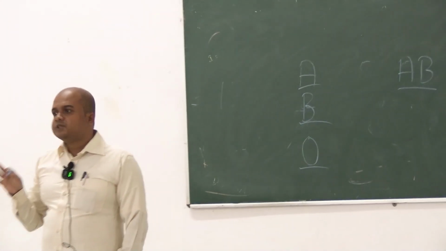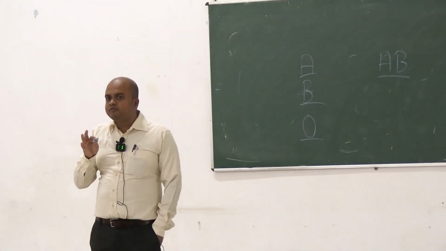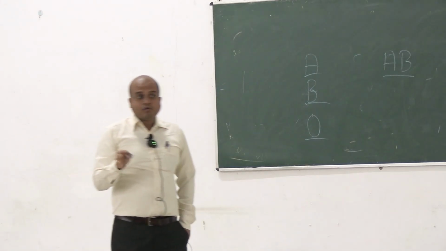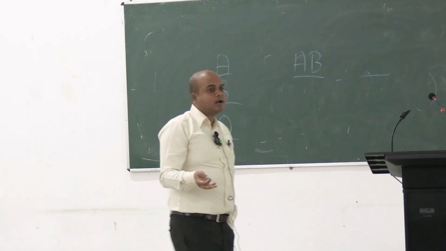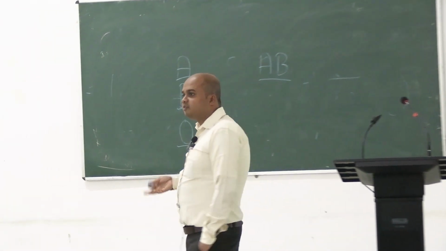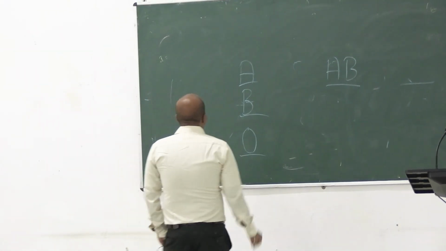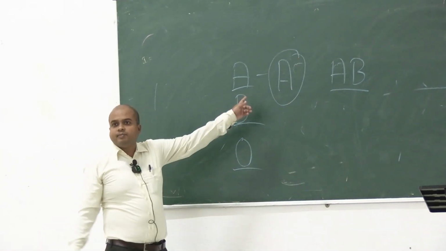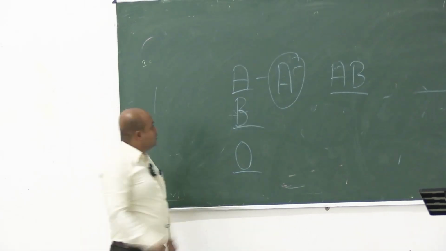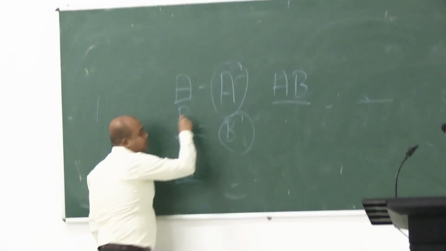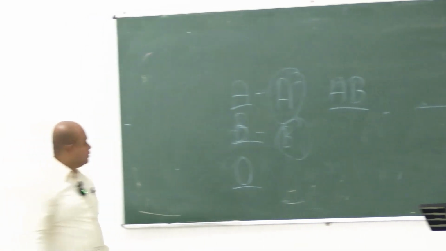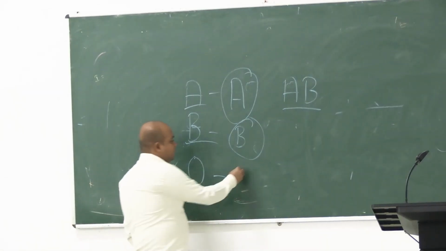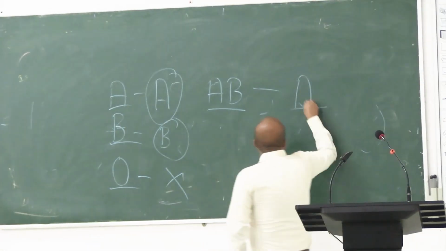The groupings are done on the basis of the presence of antigens and antibodies, better known as agglutinogens and agglutinins. Agglutinins are present in the blood plasma, and agglutinogens are present on the surface of the RBCs. The naming is according to the agglutinogens. A agglutinogen is present on the RBCs of a person with blood group A, B agglutinogen on those of blood group B. O blood group means none of the agglutinogens is present, and AB means both A and B are present.